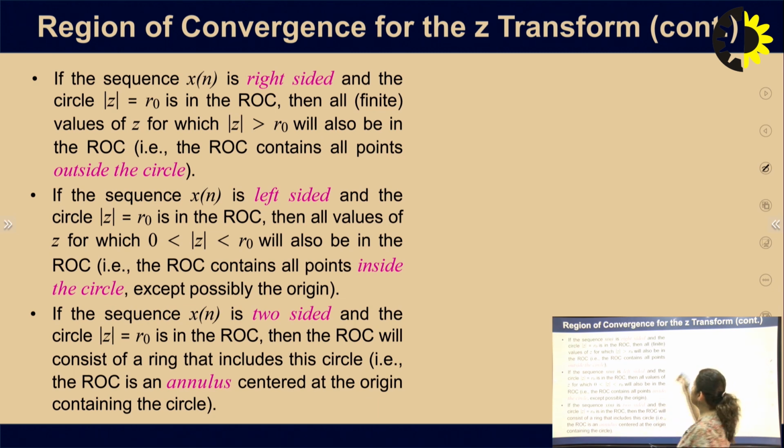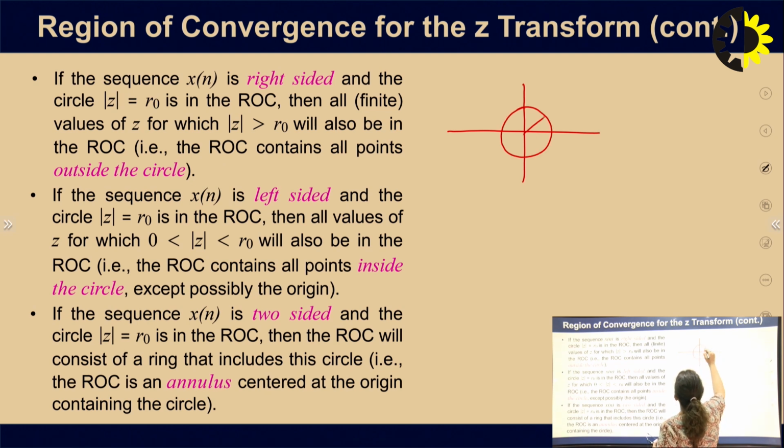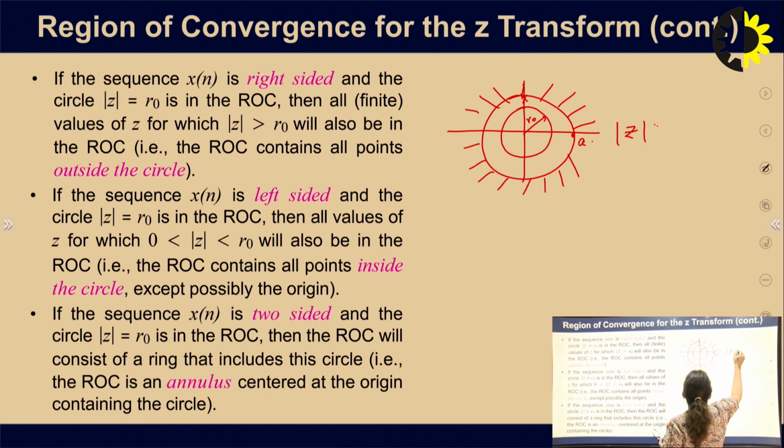So in the first case, the ROC is the right side. How will you draw it? Suppose this is a circle which has a value R0. If the signal is a right sided signal, suppose this is the pole, or the magnitude of a. Suppose this is the a value. So if the signal is right sided, this is the ROC basically. This is |z| greater than a.